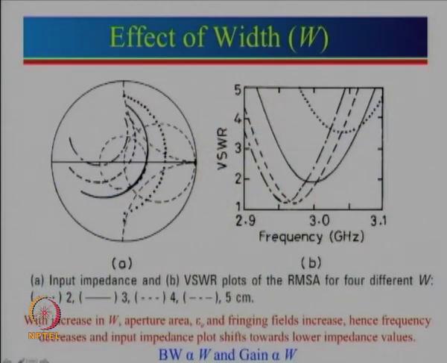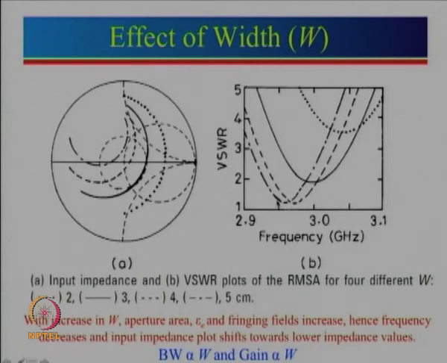So, we can see here that results are given for different values of the width 2, 3, 4 and 5. So, this is the case for the width equal to 2, this is for 3, this is for 4 and that is for 5. Also, there is a VSWR plot, this is for 2, 3, 4, 5. So, why we are getting this kind of a thing?